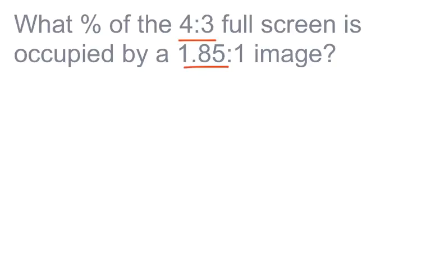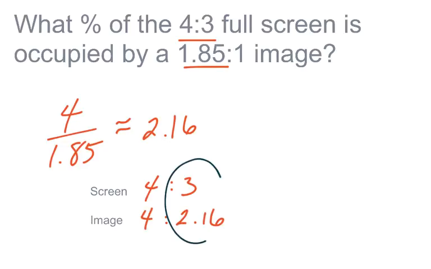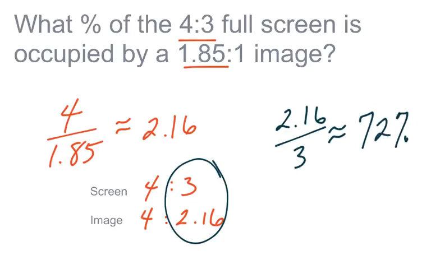Do the same thing with the full screen. We're going to take 4 divided by 1.85 and you see that it's approximately 2.16. So that tells us that our image is 4 to 2.16. And again, all you have to do is divide the heights because that's the only difference. 2.16 divided by 3 is approximately 72%.